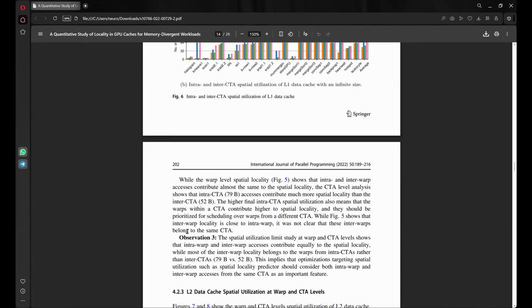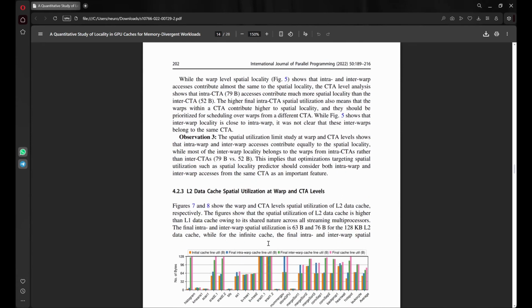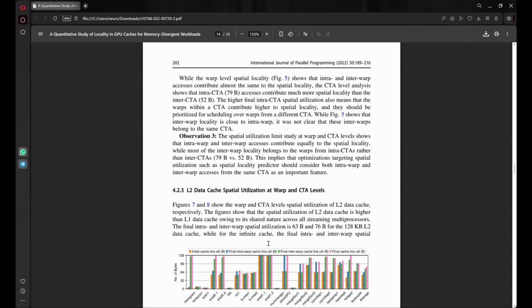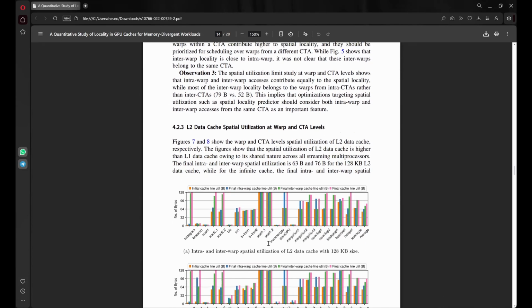Right. Okay. Thanks. That's kind of where I was thinking it was working, but just wanted to verify. Okay. Yeah. So they do the same thing for L2 cache.